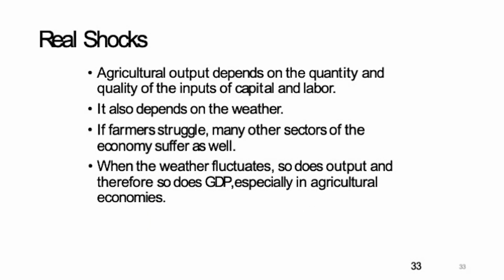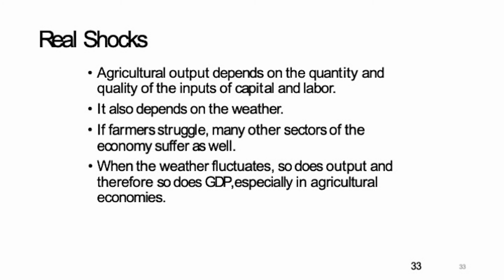What kinds of things count as real shocks? Well, we've got agricultural shocks. Agricultural output depends on the quantity and quality of the inputs of capital and labor. Agriculture also depends on the weather. If farmers struggle, many other sectors of the economy suffer as well. When weather fluctuates, so does output, and therefore so does GDP, especially in agricultural economies. In the early study of macroeconomics, agriculture made up a much larger share of overall economic activity. Remember, in the early 1900s, over 50% of the population lived on farms.